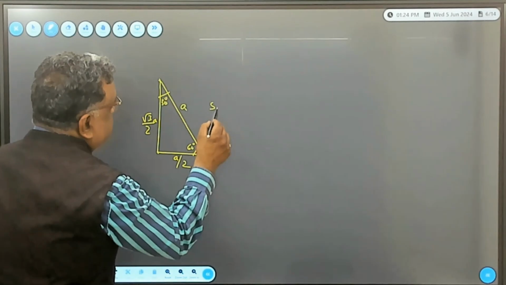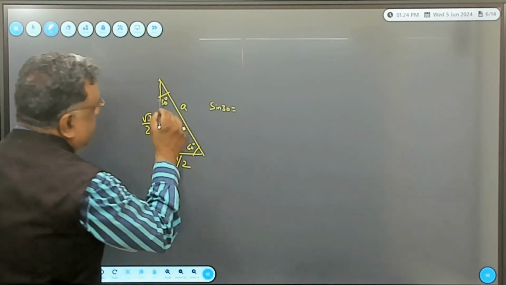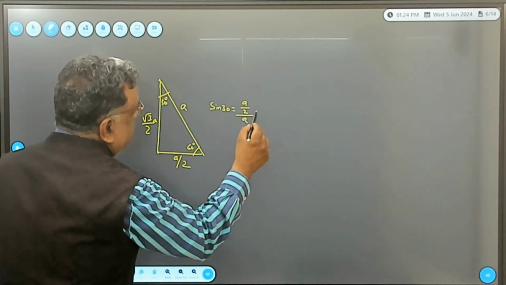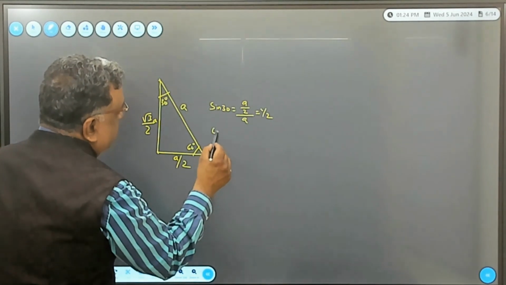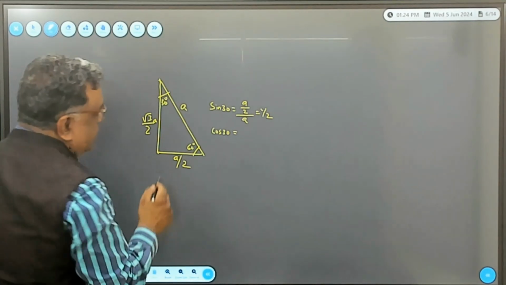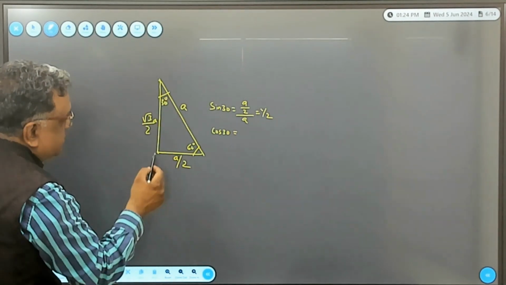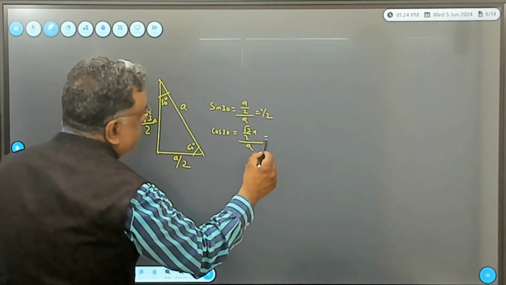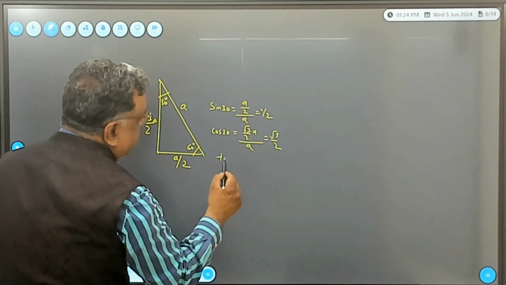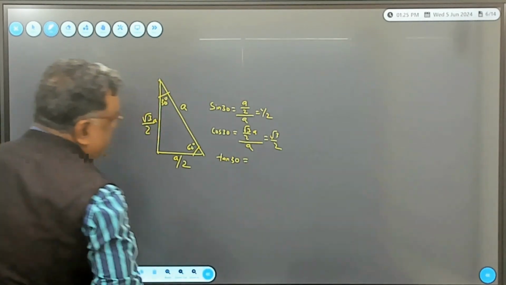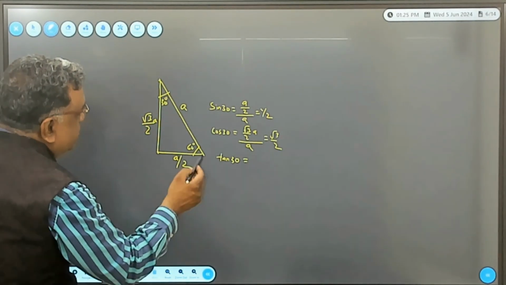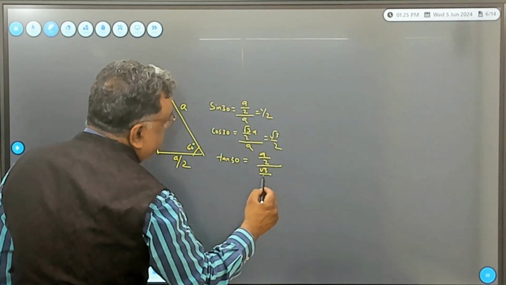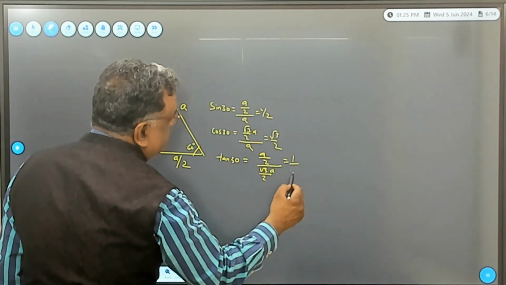So what is sine 30? Sine 30, opposite upon hypotenuse, that is A by 2 upon A, which is 1 by 2. What is cos 30? Cos 30 is adjacent upon hypotenuse, which is root 3 by 2A upon A, which is root 3 by 2. What is tan 30? Tan 30 is opposite upon adjacent, A by 2 upon root 3 by 2A, which is 1 upon root 3.